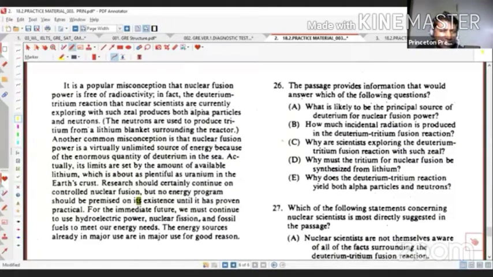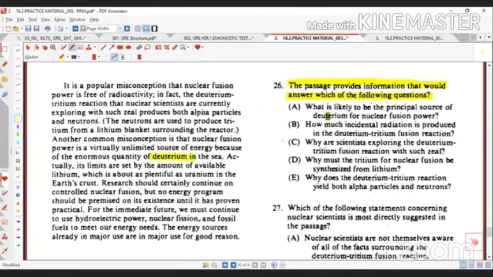Okay. So the same thing. I have put it here as well. The passage provides information that would answer which of the following questions. Which answer can I find here in the passage? What is likely to be the principal source of deuterium for nuclear fusion power? Principal source, are they talking about deuterium? Yeah, they mentioned somewhere. Can we check it? Where is lithium, deuterium? Okay. What is likely to be the principal source? Another is that nuclear fusion power is a virtually unlimited source, because of the enormous quantity in the sea.